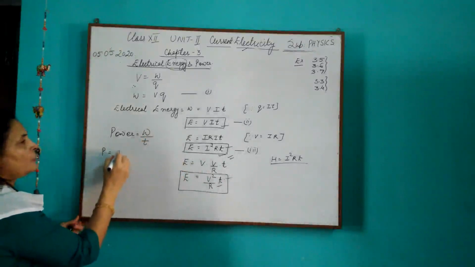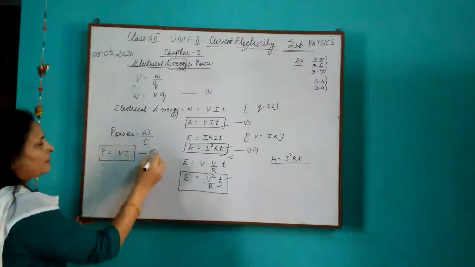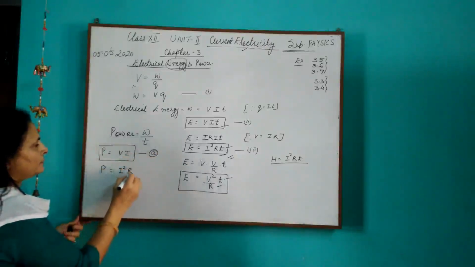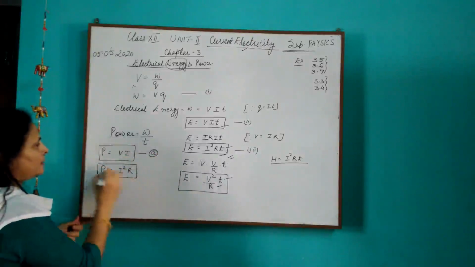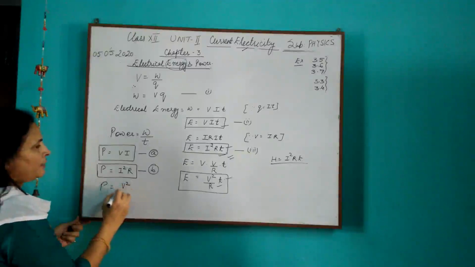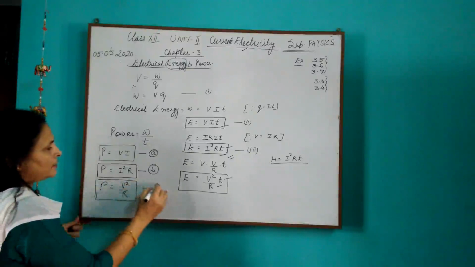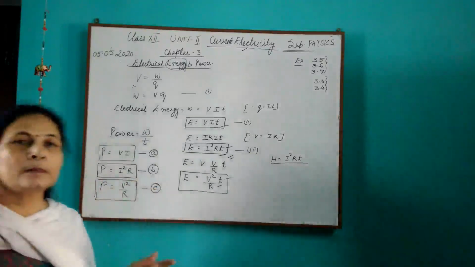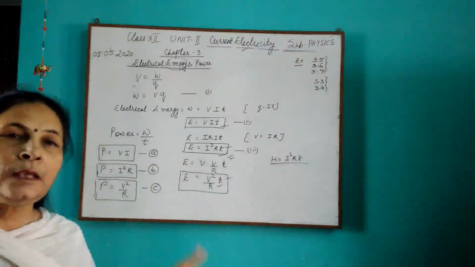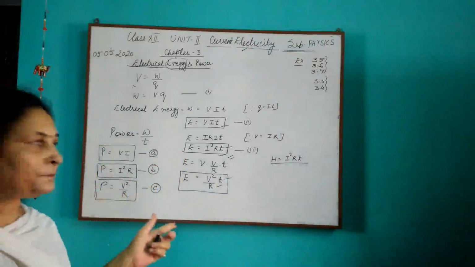Power will be equal to VI. This is one expression. I can take it as equation A. Power can also be written as I square R. This is expression B. And P can also be written as V square upon R. This you can take as expression number C. So we have got three expressions each for work done and power.